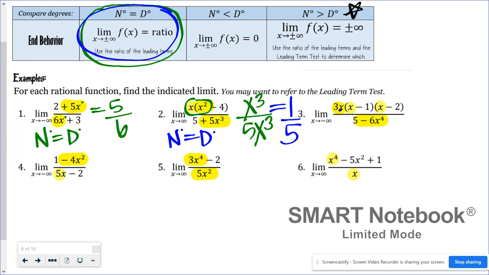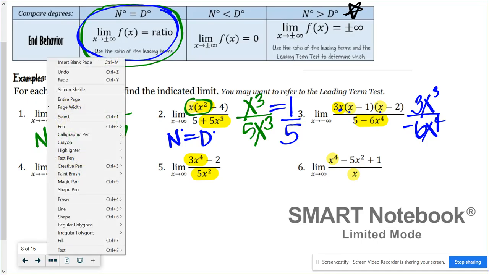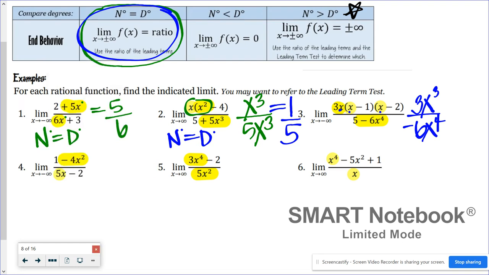In problem number 3, I need to multiply all those leading terms together on top. And when I do that, I get 3x cubed. And on the bottom, I have negative 6x to the 4th. And then I compare my degrees. In this problem, since I have a degree 3 on top and a degree 4 on the bottom, the degree of the numerator is less than the degree of the denominator, which means my end behavior is 0.